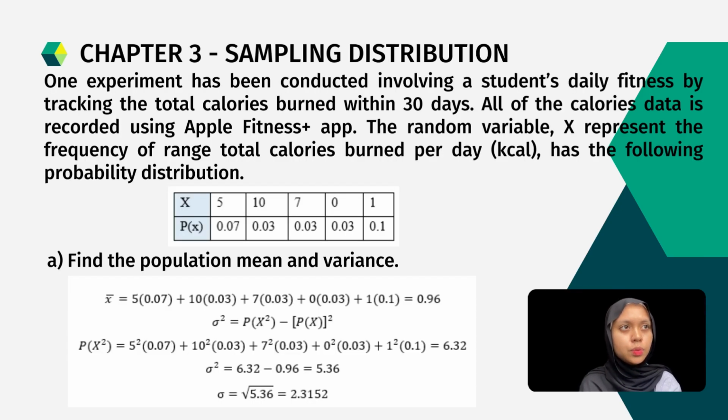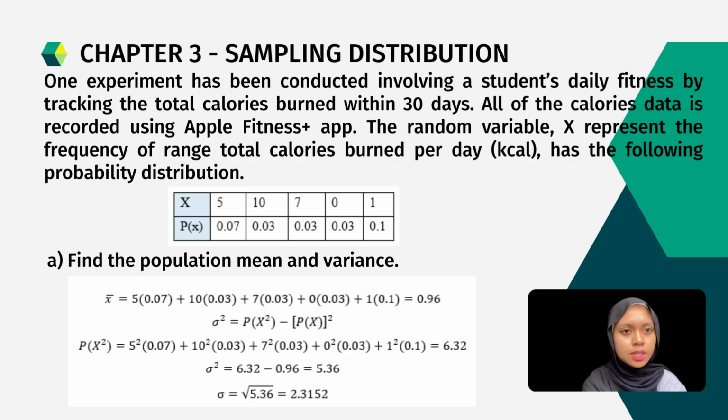My name is Nur Magdalene Zizi binti Tawang. As for the chapter 3, which is sampling distributions applications, I decided to choose total calories burned as the data. The question is, one experiment has been conducted involving a student's daily fitness by tracking the total calories burned within 30 days. All of the calorie data is recorded using Apple's Fitness Plus apps. The random variable x represented the frequency of range total calorie burns per day has the following probability distributions.